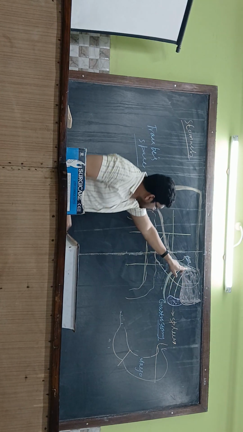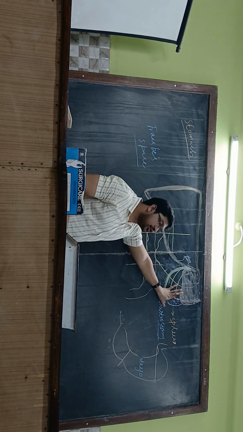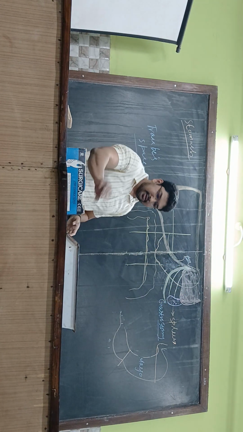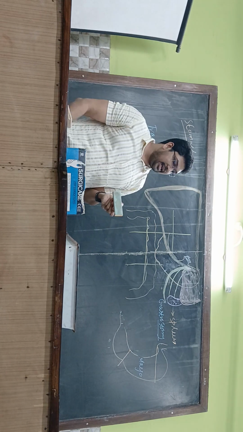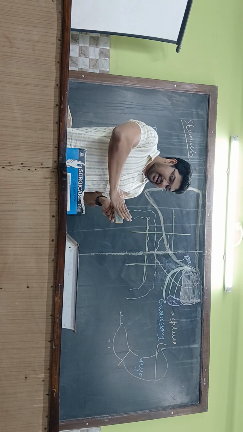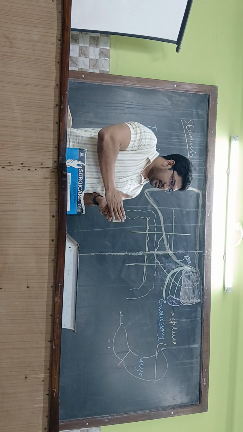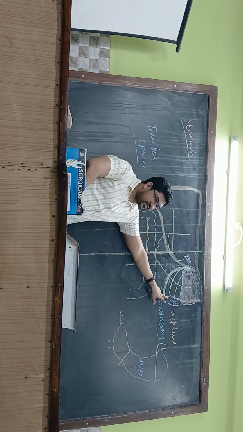Towards the right side there is the inferior border of the liver. Towards the left side there is the lateral end of the spleen. The spleen will be in this manner, with its medial end towards the midline and its lateral end away from the midline. So the stomach will be lying exactly over here in this manner. This is the lateral end of the spleen towards the left side.